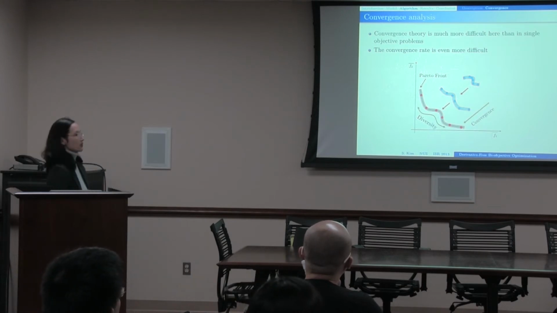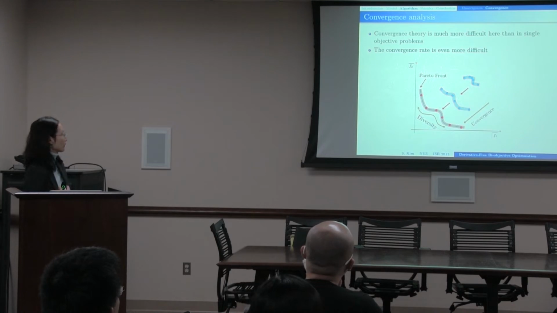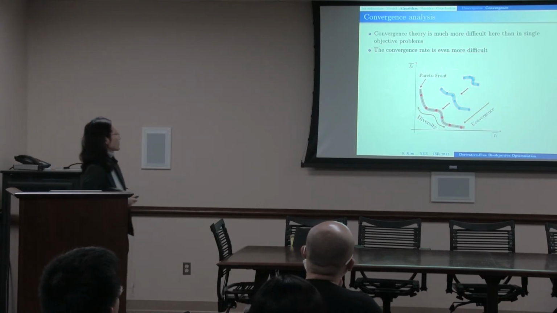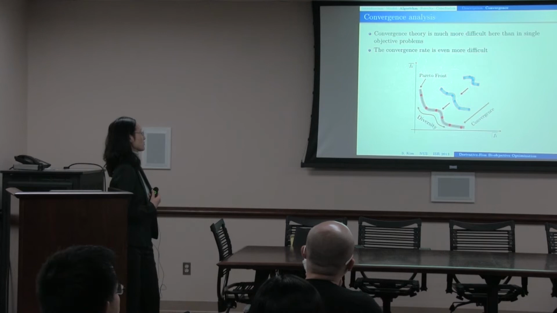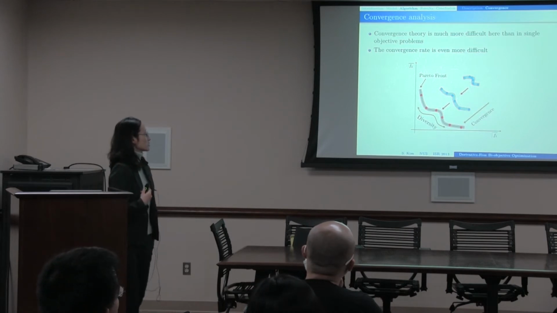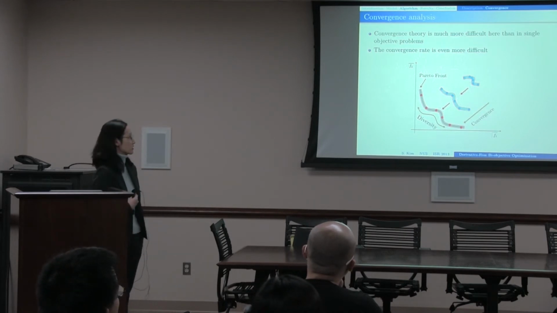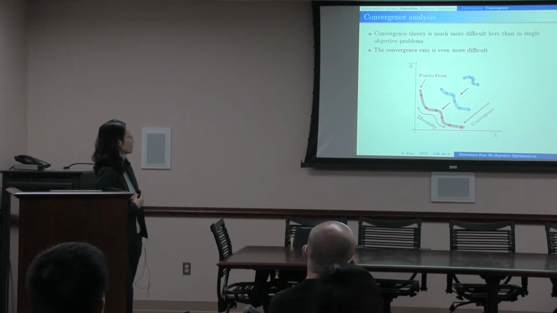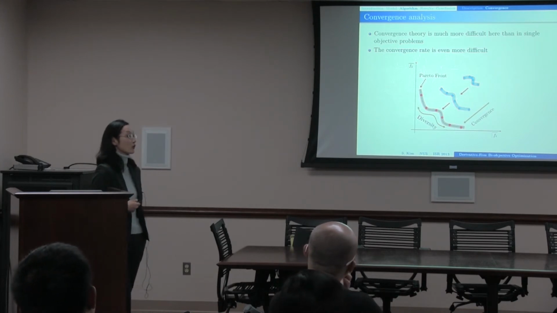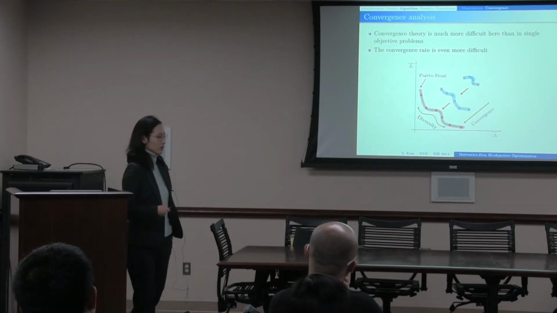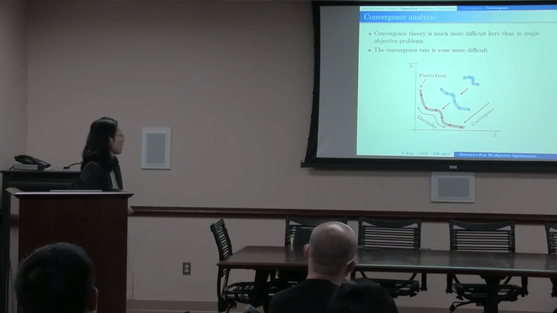So this was the description of the algorithm, then how we can achieve the convergence. So let's talk about the convergence rate. As I mentioned before, showing the convergence is actually quite difficult compared to single objective problems, and the convergence rate is even more difficult. So we couldn't achieve, of course, the convergence rate.